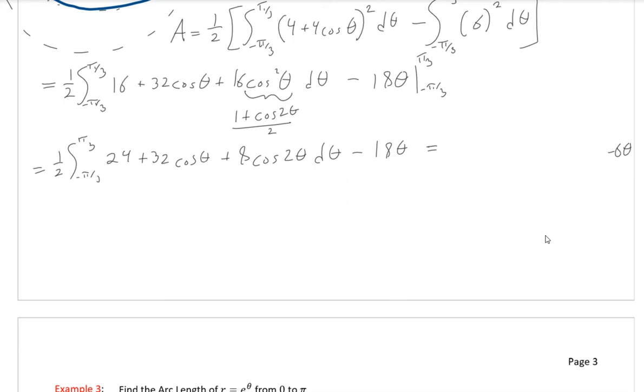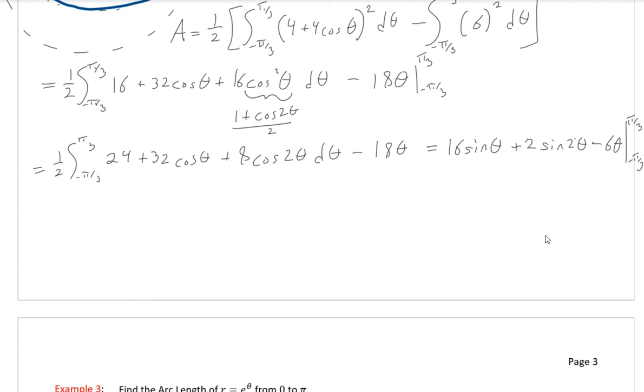But for the rest of that, we're going to have 32 cosine. That's going to turn into 32 sine times 1/2 is 16 sine theta. 8 cosine of 2 theta is going to turn into 8 sine of 2 theta divided by 2, and then times another 1/2. So divide by 4. So it'll give us plus 2 sine of 2 theta. And then minus that 6 theta from negative pi thirds to pi thirds.